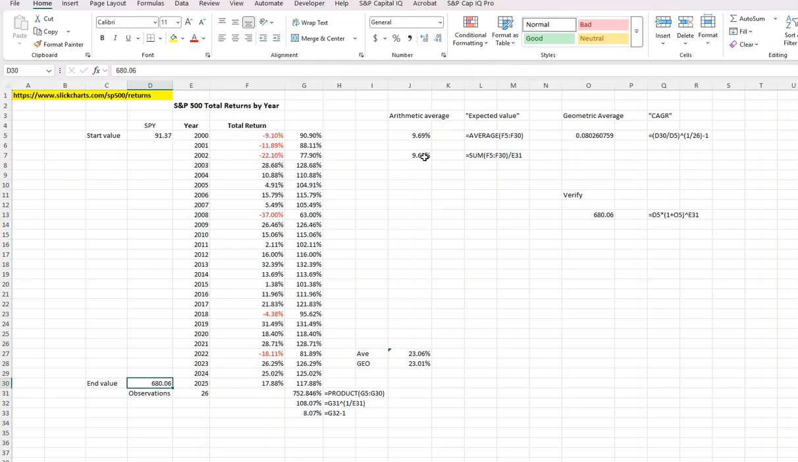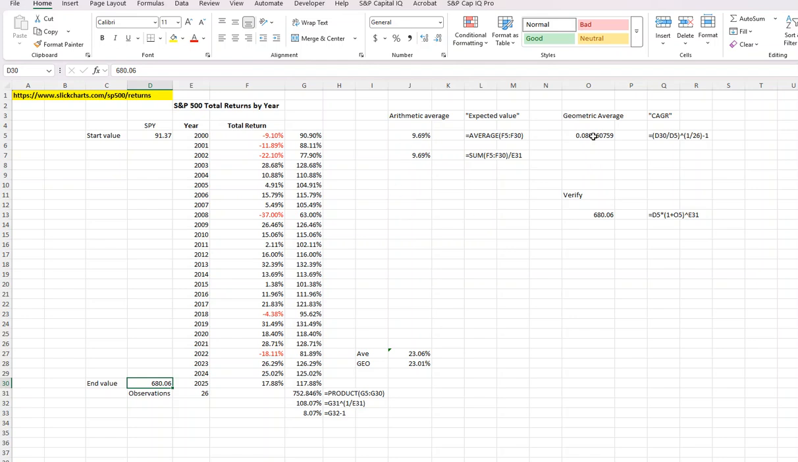So again, the arithmetic average here, that's the mean value, what you would expect to observe if somebody asked you, what's your expected rate of return next year? 9.69%. Of course, it'll be plus or minus that for however many standard deviations you're taking into account. But that's the expected or the mean in your bell curve distribution.